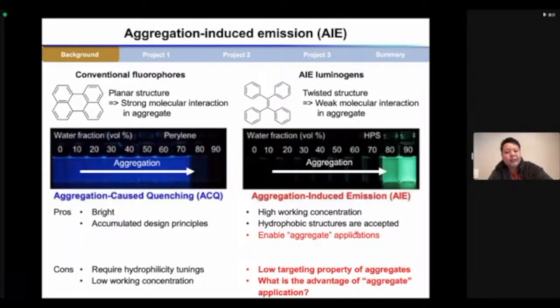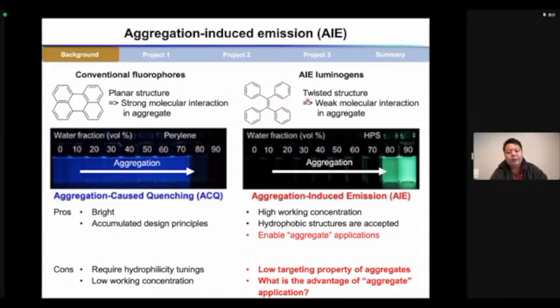So what is aggregation-induced emission? We use AIE as an abbreviation. AIE is a phenomenon which was discovered in our group in 2001. The conventional fluorophore, like a normal fluorophore with a planar structure, has strong molecular interaction in the aggregate state, and they will quench the emission. But our group has discovered that AIE molecules, or we call them AIE luminogens, which have a twisted structure, can enhance the emission in the aggregate state because there's no or weak molecular interaction in the aggregate state.